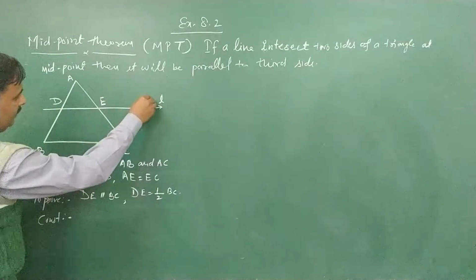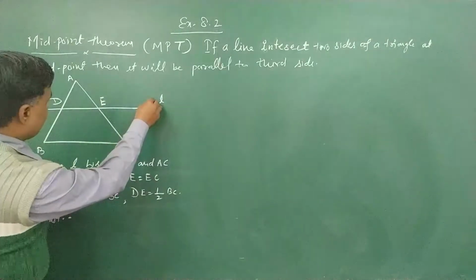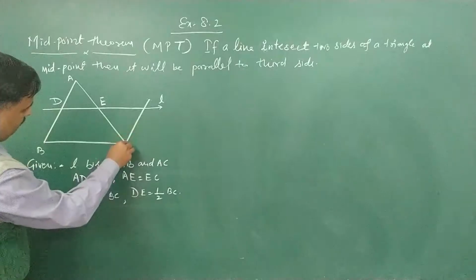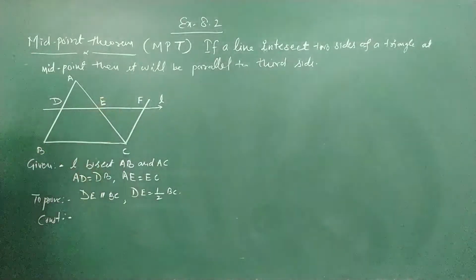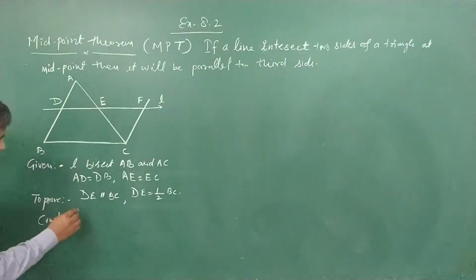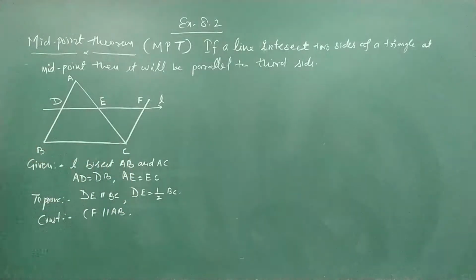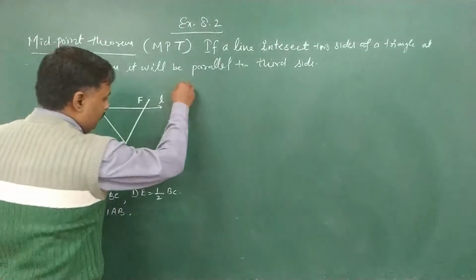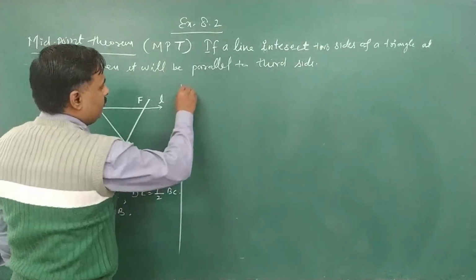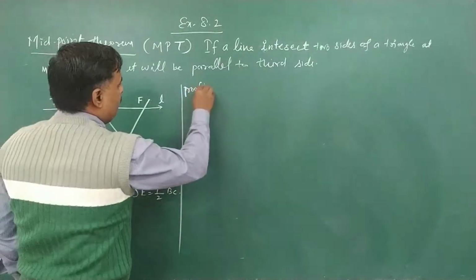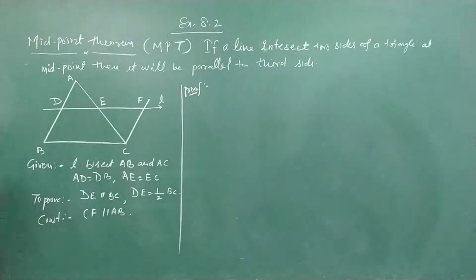I'm drawing CF, which is parallel to AB. So what I'm constructing here is CF parallel to AB. It's constructed. Now what are we going to prove here? How will you prove it? If I am showing DE parallel to BC, I need to show here that BCFD is a parallelogram.